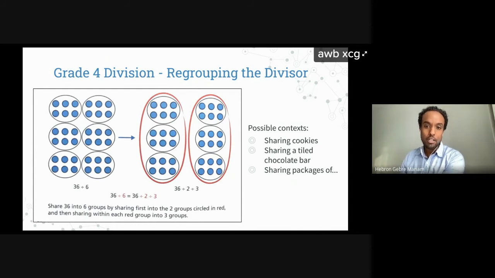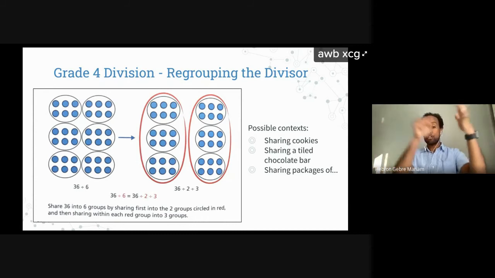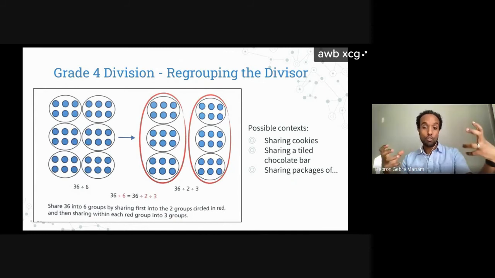So here is regrouping the divisor. In this case, we take a situation that's being divided by 6, and we divide it first into 2 groups, and then we divide each of those groups into 3, knowing then that we'll have a total of 6 groups. This is a useful strategy to help us especially build fluency.